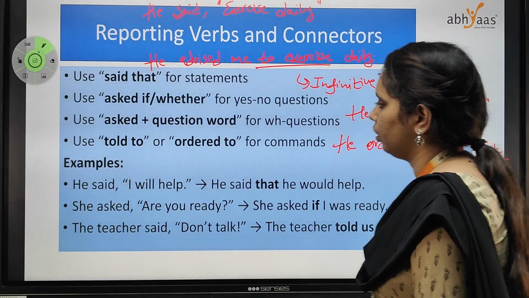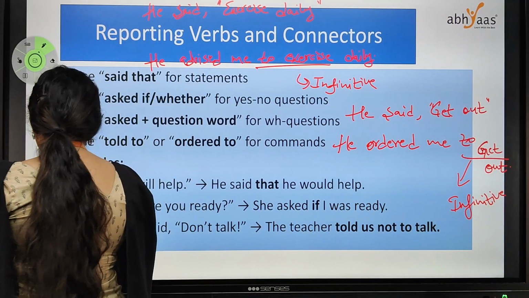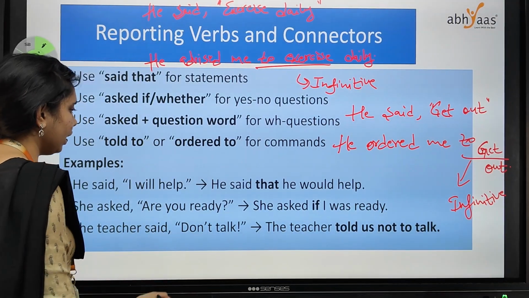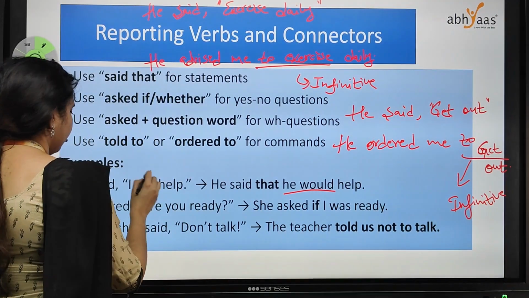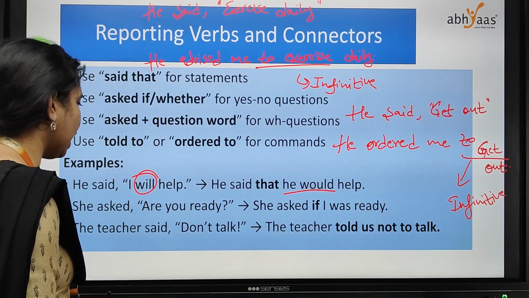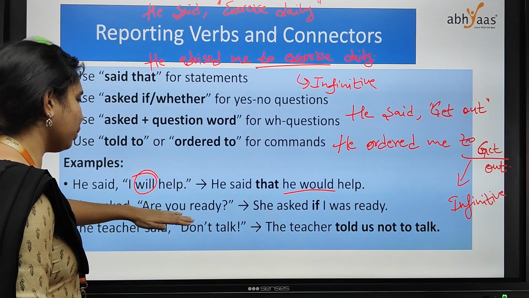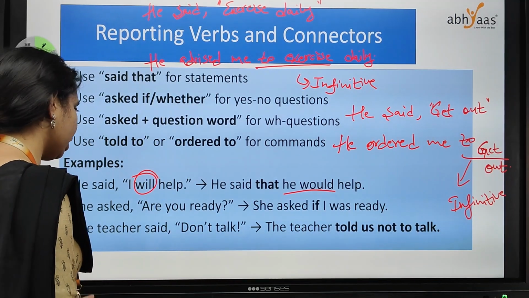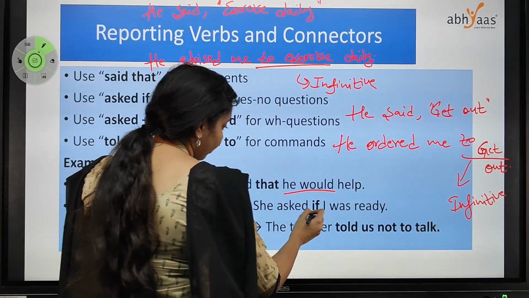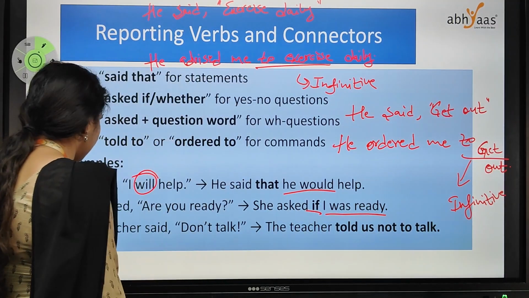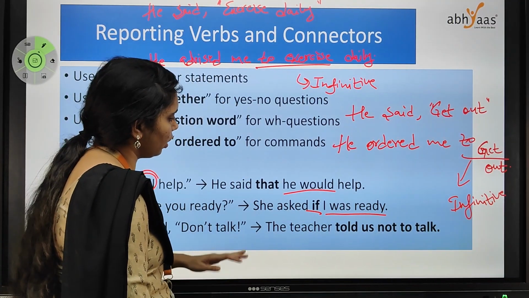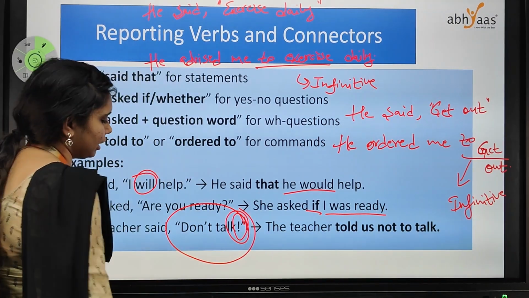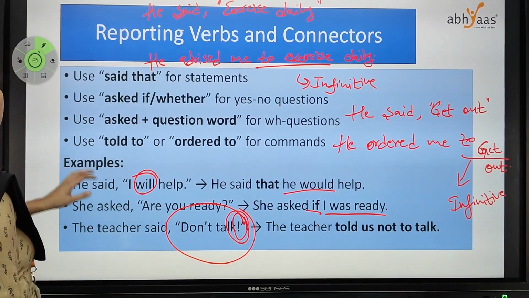Yeah. So let's look at some examples here as well. He said, I will help. He said that he would help. Why will becomes would. She asked, are you ready? So this is a yes or no question, right? You're going to answer that yes or no. Yes, I am ready. No, I'm not. She asked if I was ready. The teacher said, don't talk. The teacher told us not to talk because this is an order. You can clearly see that there is an exclamation mark here which suggests that this is an order.